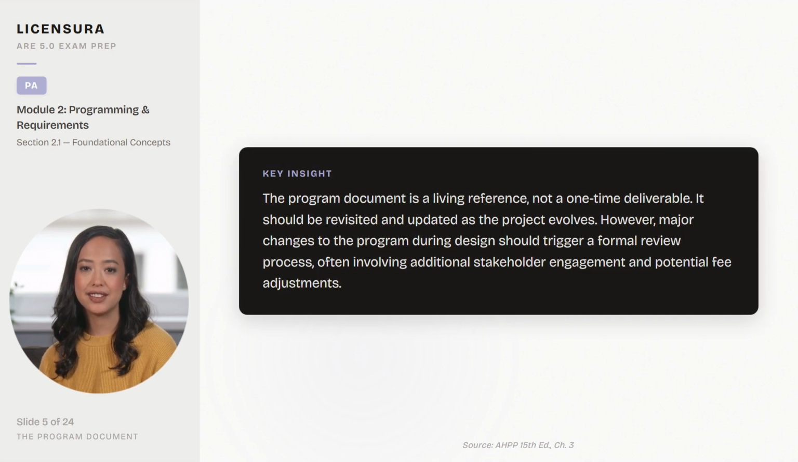Here's the key insight. The program document is a living reference, not a one-time deliverable. It should be revisited and updated as the project evolves. However, major changes to the program during design should trigger a formal review process, often involving additional stakeholder engagement and potential fee adjustments.